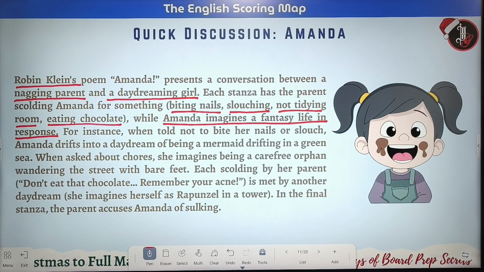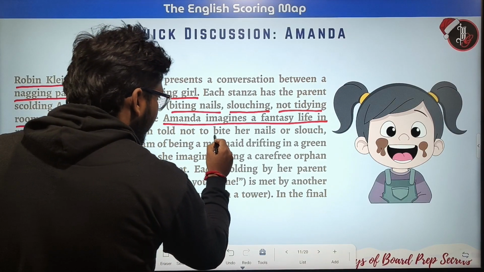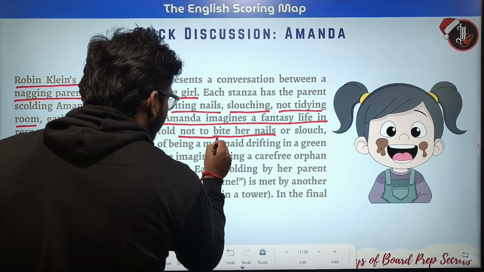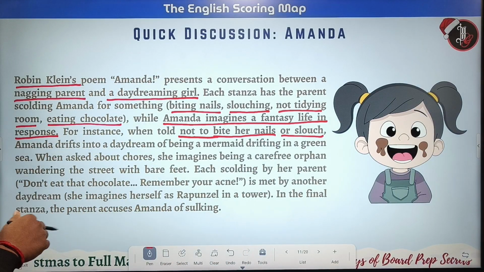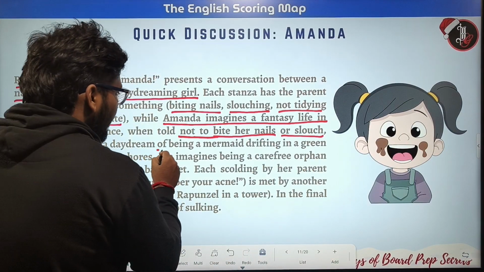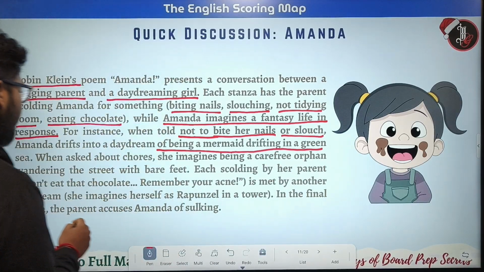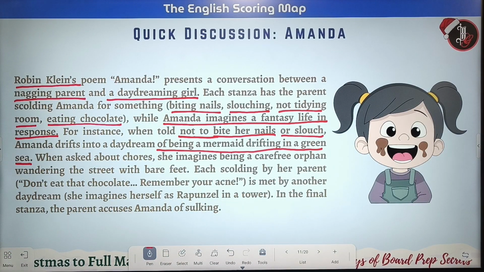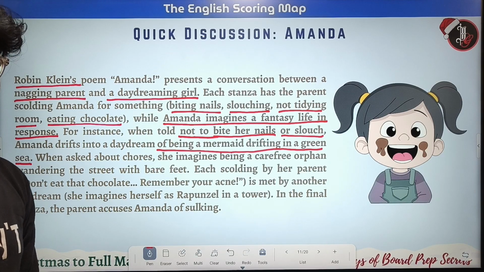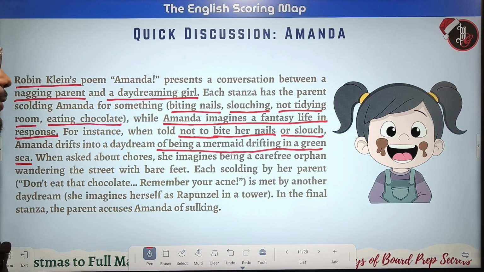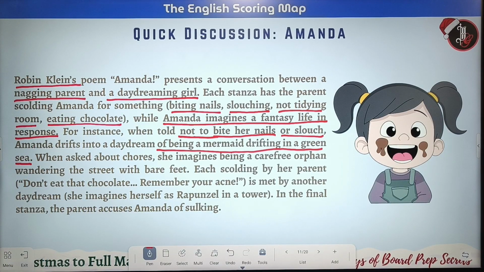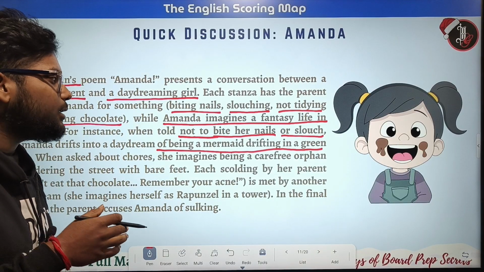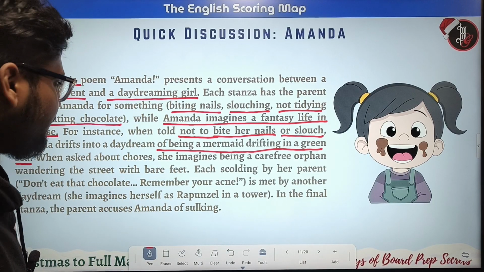Now just think of the level of daydreaming of Amanda, where when she was told not to bite her nails or slouch, she was daydreaming about being a mermaid drifting in a green sea. That's fantasy, over which we don't have any control. We can dream, we can fantasize anything we want. That's why Amanda was fantasizing herself to be a mermaid drifting in a green sea.